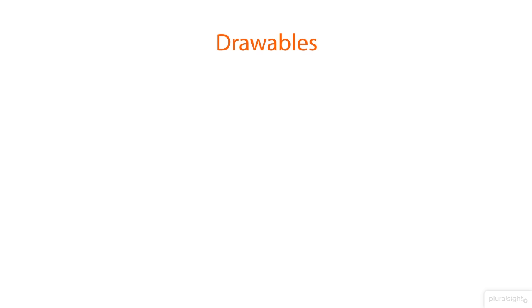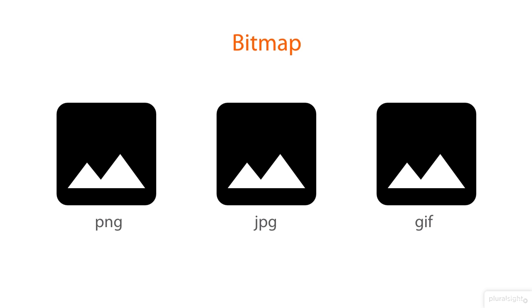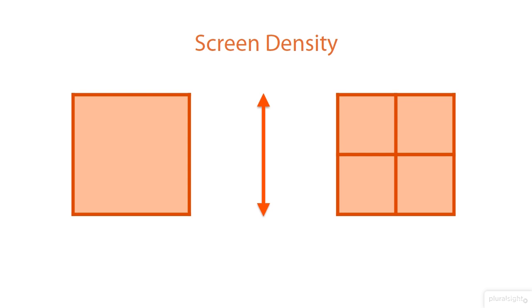Drawable is a general concept for a graphic that Android draws. Bitmap is a type of drawable. We provide that as a PNG, JPG, or GIF file. When we do that, we need to pay attention to screen densities. The same physical area may be displayed by different number of pixels.